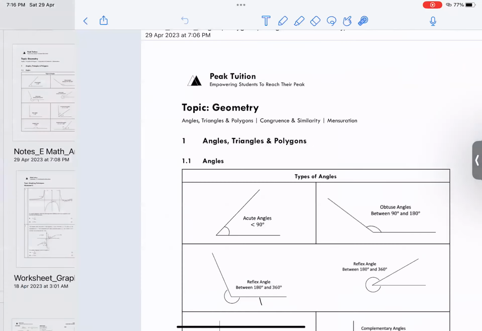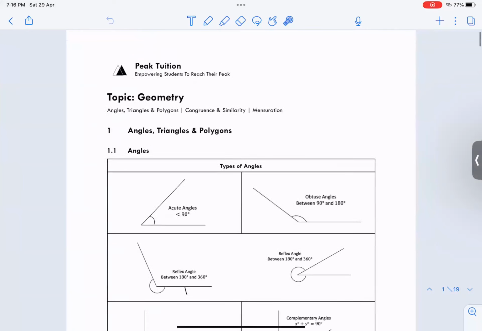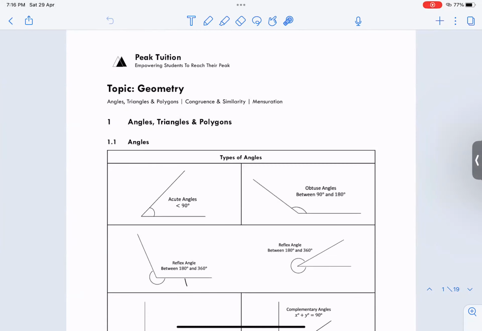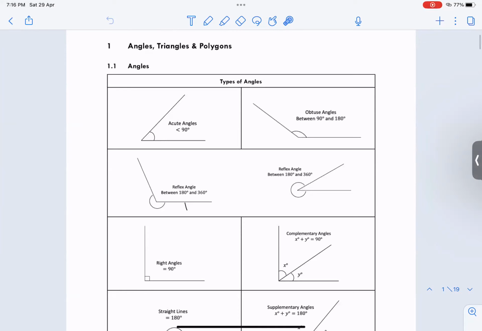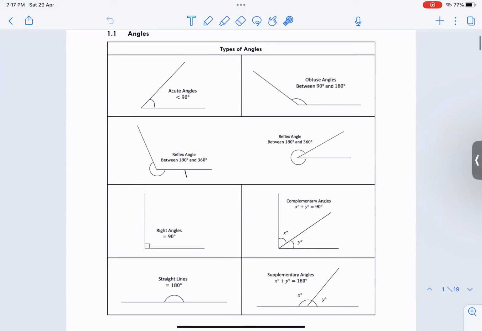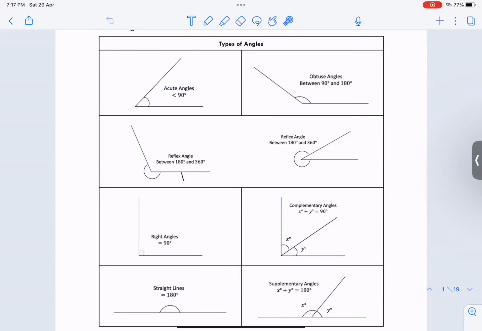Then we can go through our notes. Then lastly for today, we are going through angles, triangles, polygon, then congruence, similarity, and mensuration. So these topics, we chose them because they are all quite formula based. We don't need to learn a lot of content, but it's a lot of formulas you need to remember, and all these little things you need to know. Okay, so we just go through quick one.